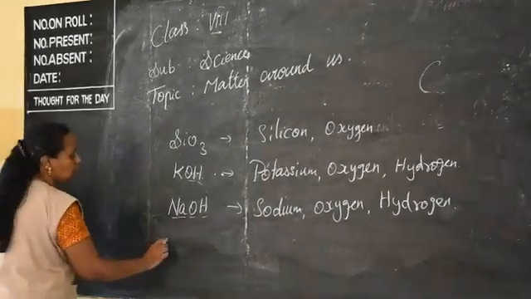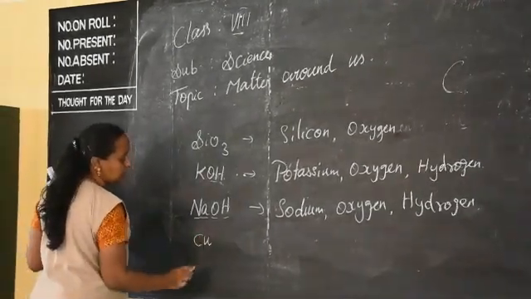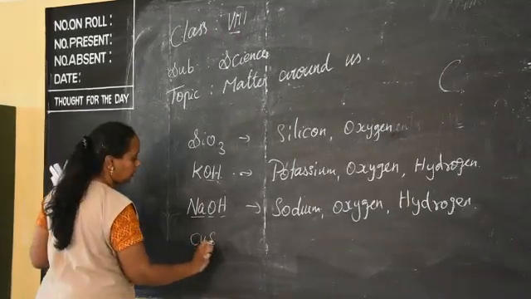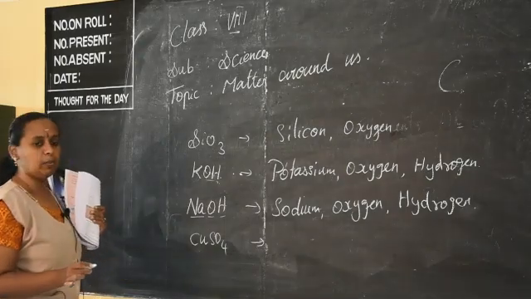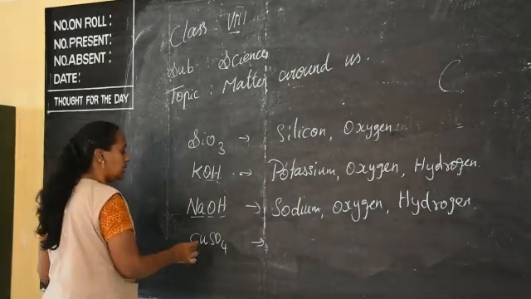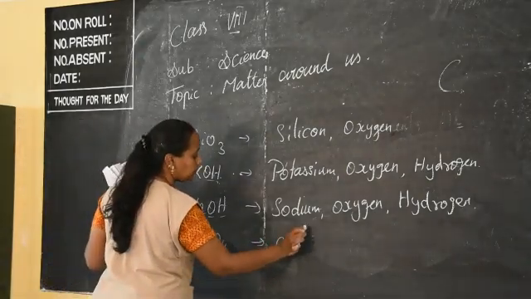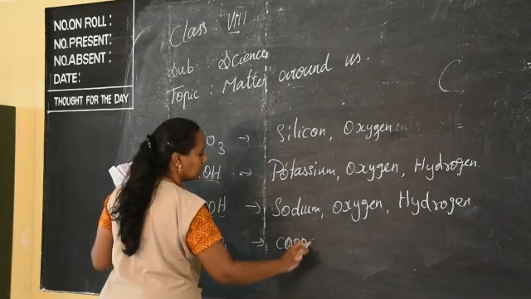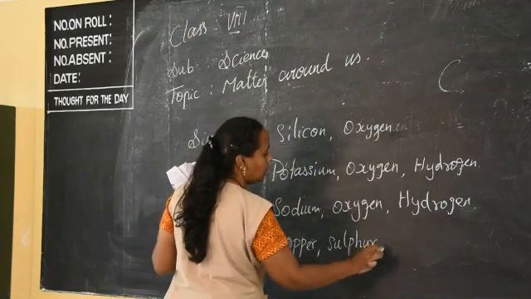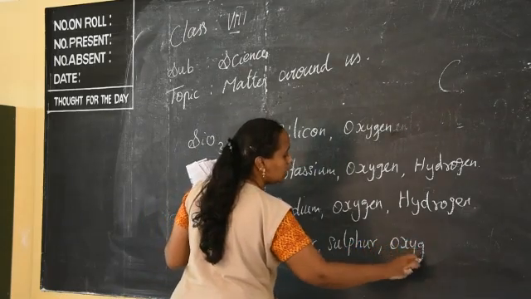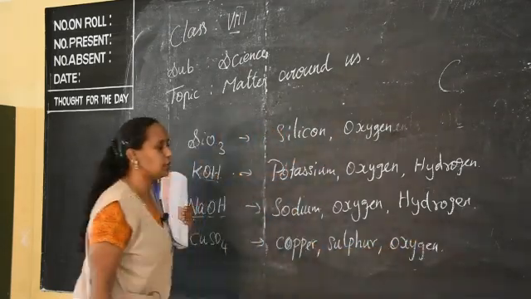The next one is copper sulfate. Cu is the symbol for copper, SO4 is sulfate. You will learn to write all these chemical formulas when you go to the higher classes, the next class. So copper, sulfur and oxygen are the elements, the constituents of copper sulfate.